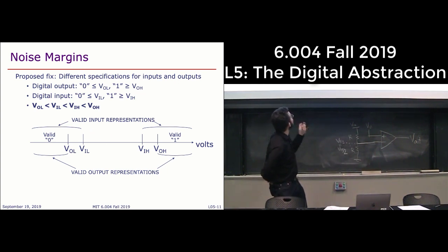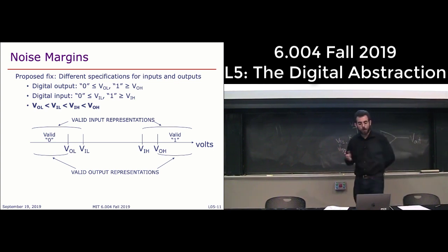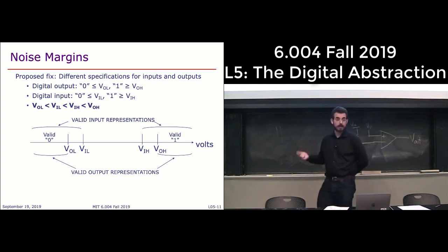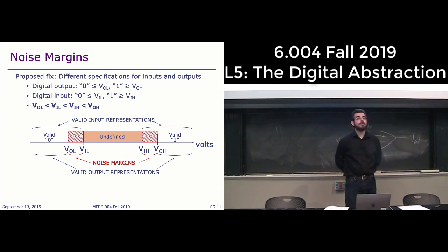So we have 4 different levels, and they have this relation always to be a valid digital specification. You want VOL being less than VIL, being less than VIH, being less than VOH. And ideally, you want these two margins, these two differences, VIL minus VOL, and VOH minus VIH, to be as large as you can make them. Why? Because these are the noise margins. That's how much noise you're going to be able to tolerate between an output and an input.